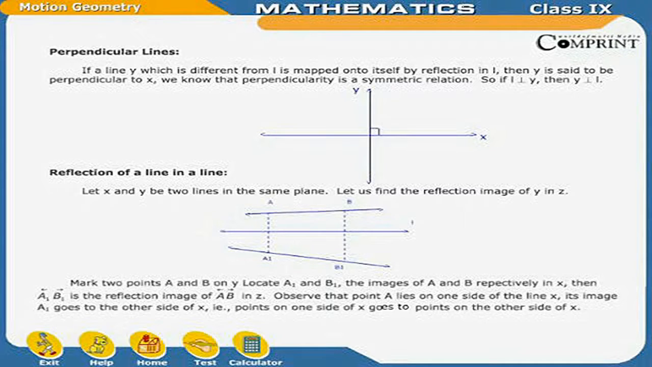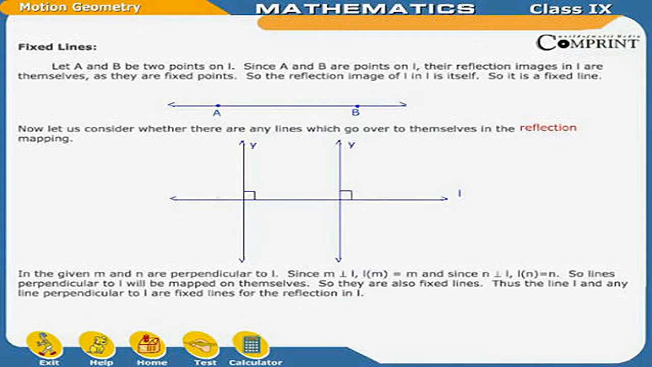Reflection of a line in a line. Let X and Y be two lines in the same plane. Let us find the reflection image of Y in X. Mark 2 points A and B on Y. Locate A1 and B1, the images of A and B respectively in X. Then A1B1 is the reflection of AB in X. Observe that point A lies on one side of line X. Its image A1 goes to the other side of X. That is, points on one side of X go to points on the other side of X.